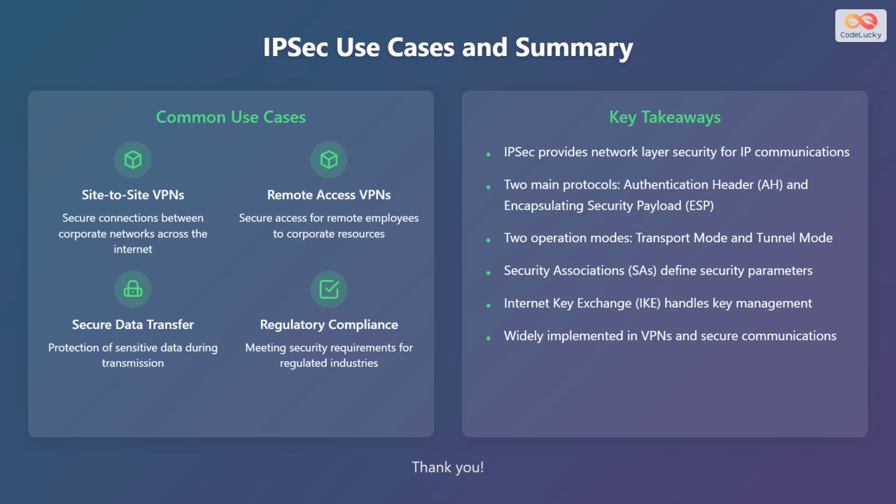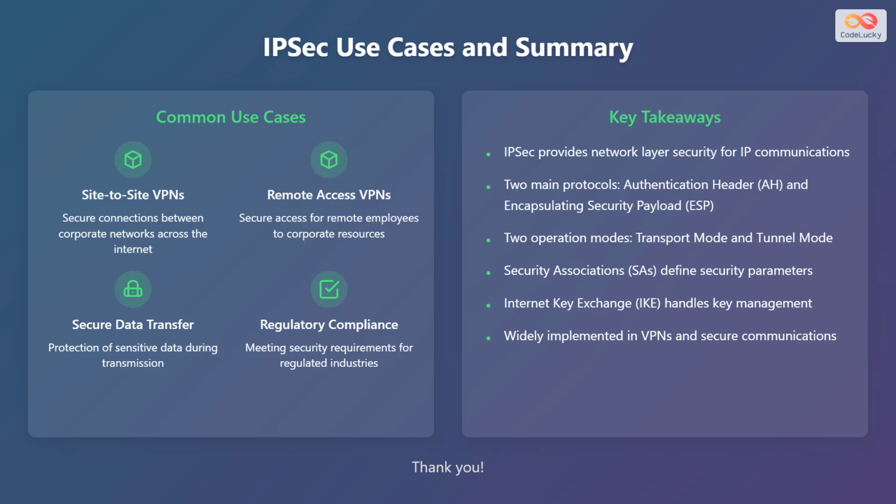IP security has several common use cases. Let us discuss them. The first is site-to-site virtual private networks, or VPNs, to provide secure connections between corporate networks across the Internet. Second is remote access VPNs to provide secure access for remote employees to corporate resources. Third is secure data transfer for protection of sensitive data during transmission. Fourth is regulatory compliance for meeting security requirements for regulated industries.